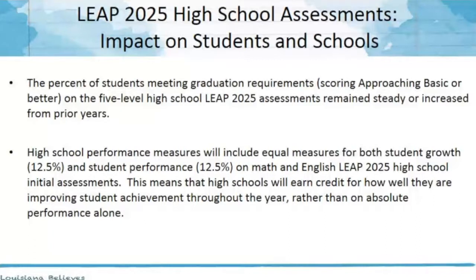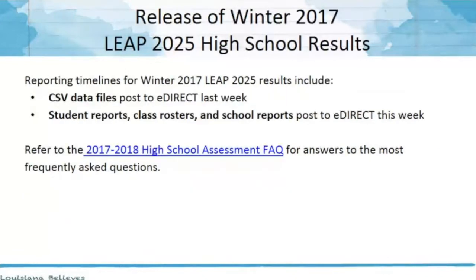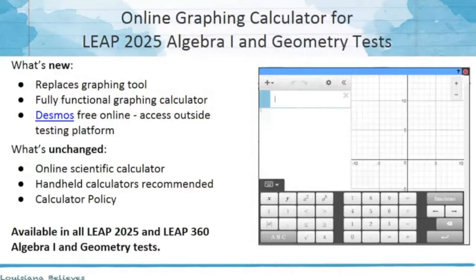High school performance measures will include equal measures of both student growth and student performance on math and ELA. This means that high schools will earn credit for how well they are improving student performance rather than just on performance alone. The CSV data files were posted last week to eDIRECT. This week, student reports, class rosters, and school reports will be posted in eDIRECT. Also, if you have questions about the high school assessments or if you needed a resource to give to your teachers, there is a FAQ document that is most helpful for our frequently asked questions for high school assessments.